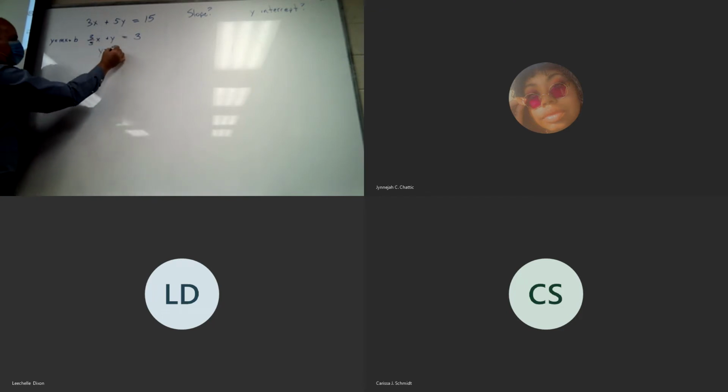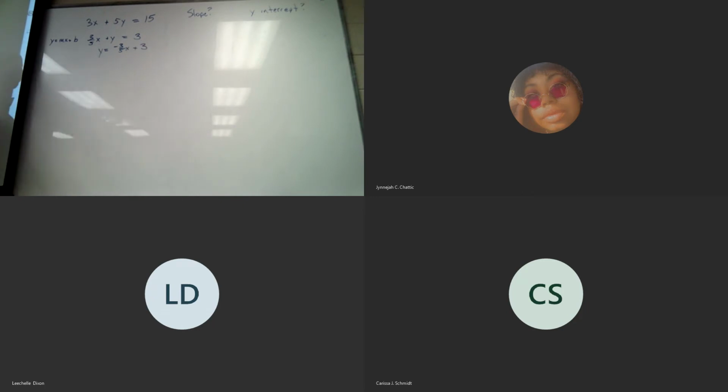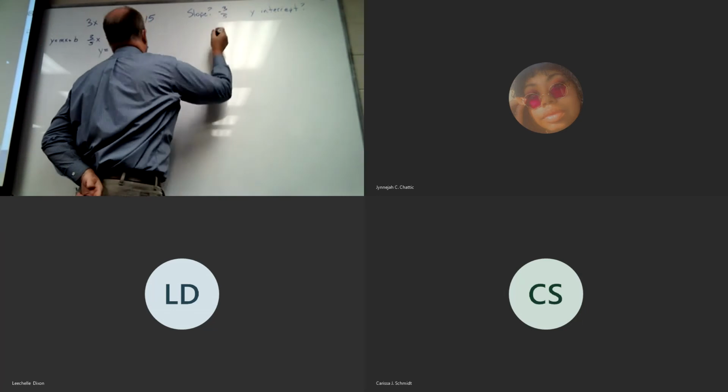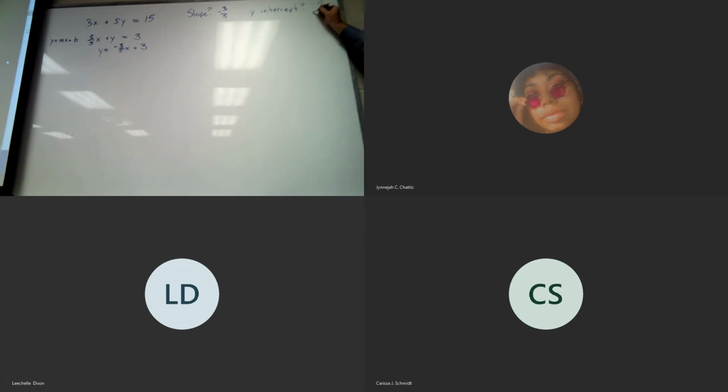So y equals negative 3/5 x plus 3. I could have done 3 minus 3/5 x, but I want to put it in the mx plus b format. And now I know my slope is negative 3/5. And the y-intercept is 3. And depending on how the software test has been configured, they might want the point (0, 3). So if it doesn't like 3, put the point (0, 3).